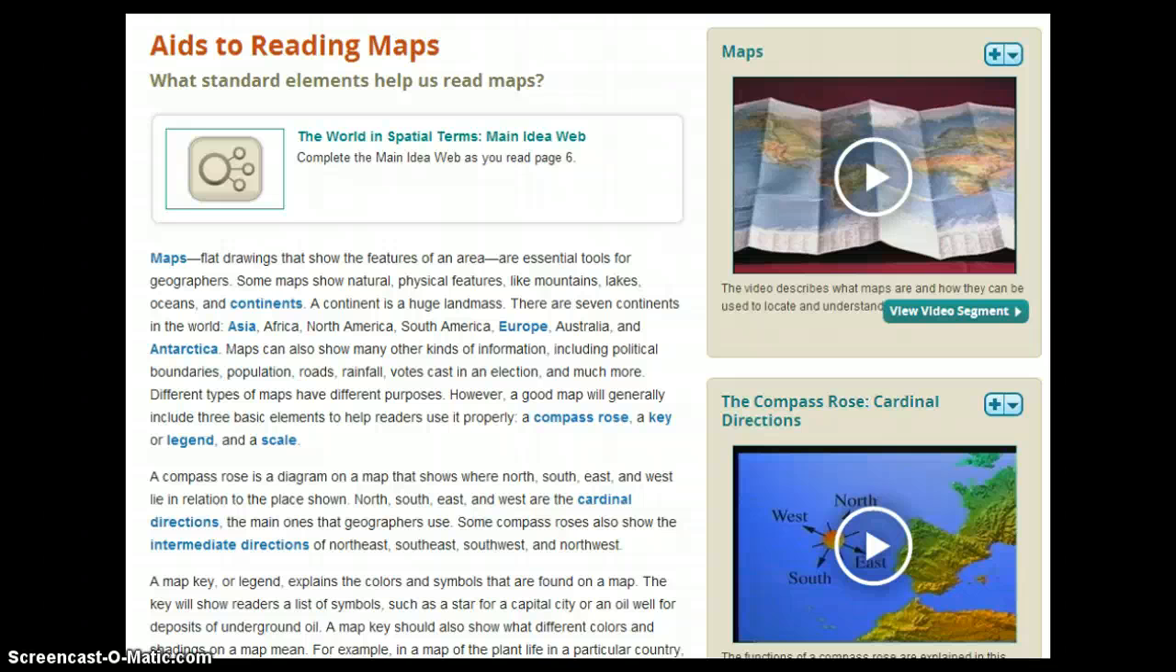Maps can also show other kinds of information, including political boundaries, population, roads, rainfall, votes that are cast in an election, and much more. Different types of maps have a different purpose. However, a good map will generally include 3 basic things to help the readers use it properly: a compass rose, which is showing north, south, east, and west, a key or a legend explaining the symbols on that map, and a scale, which is showing the breakdown in distance.